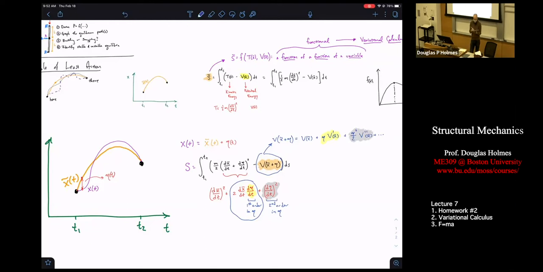And so now we can take our energy. Sorry, we can take our action. We can write our action out like this: M over 2 times this quantity.